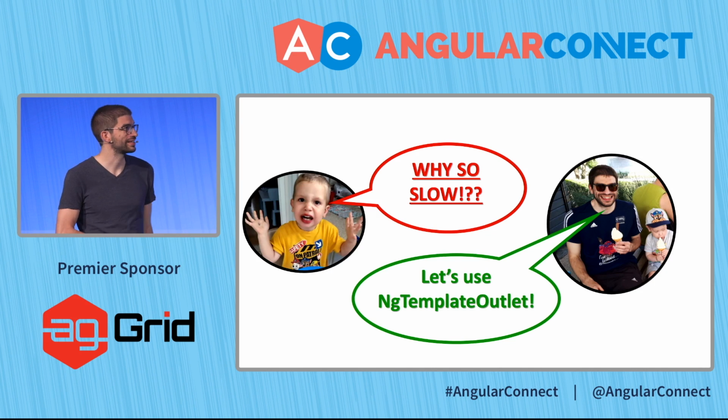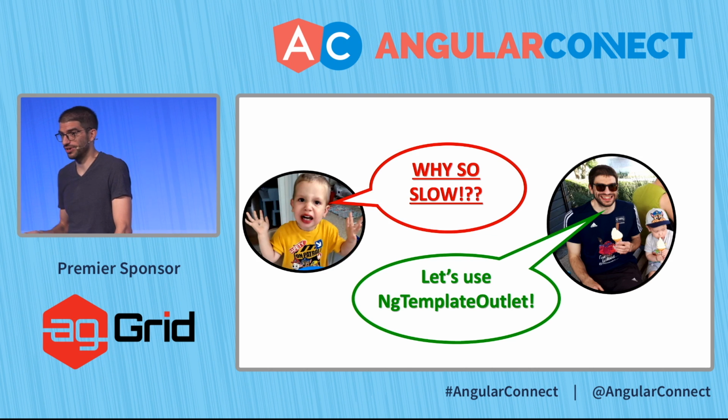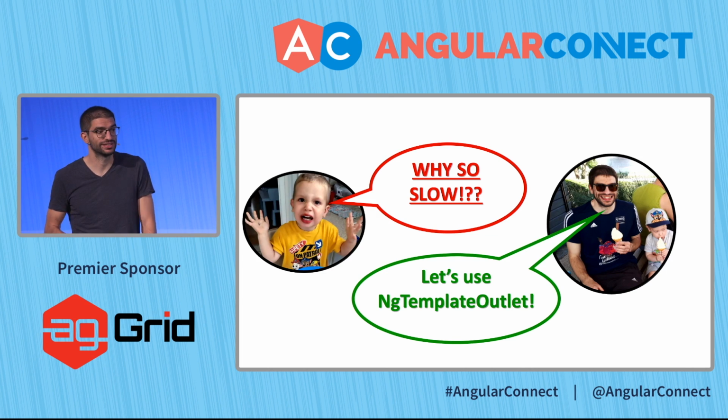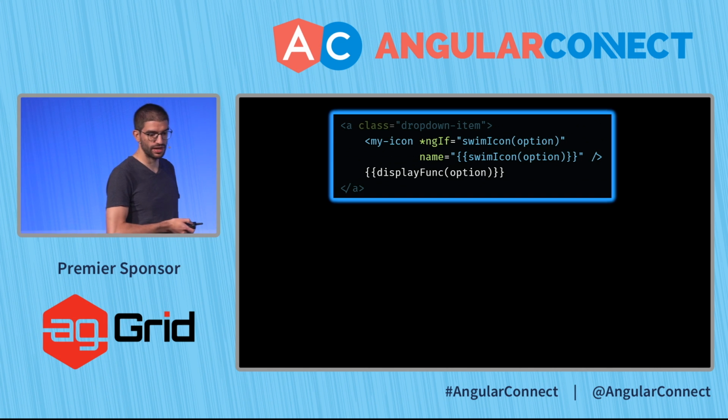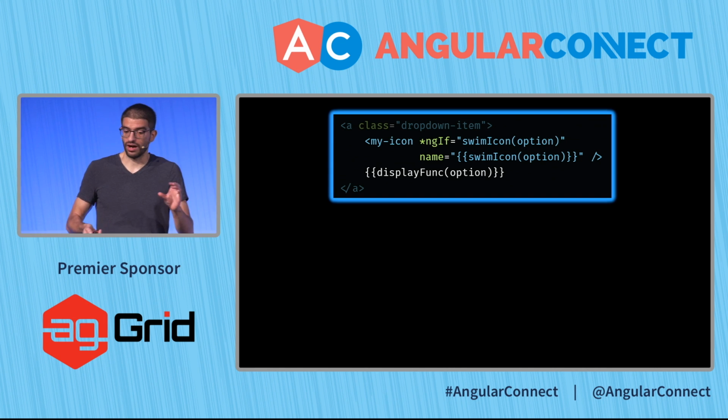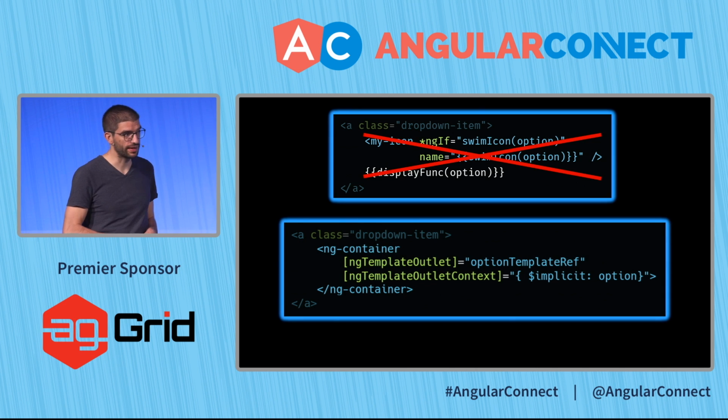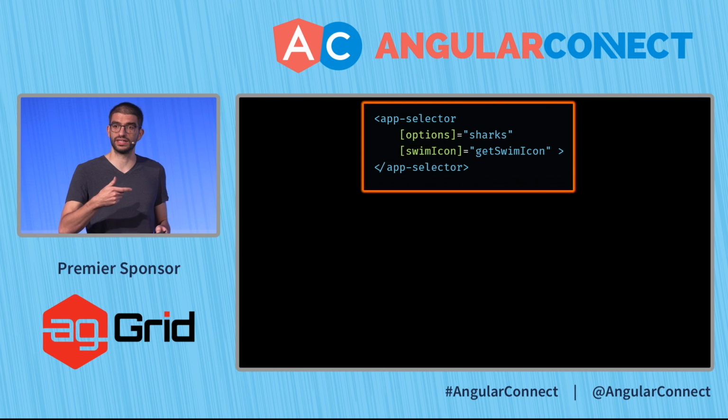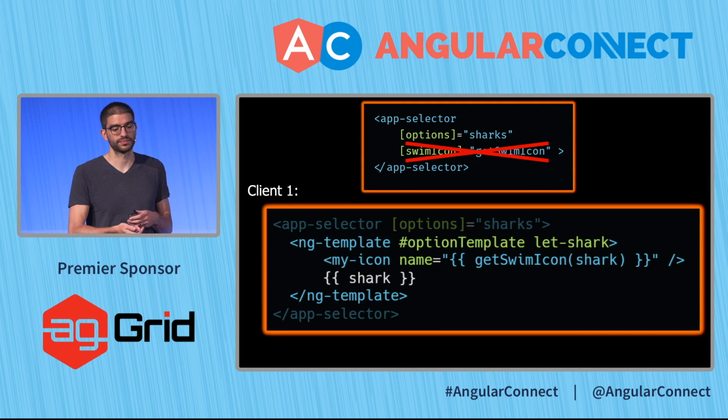So when he says, why is it so slow? Now we're much happier because we can say, I don't need to create a new component. I can just use ngTemplateOutlet to solve this problem. So where before we had this icon and display function, we'll delete that and we'll put an ng container there with an ngTemplateOutlet on it. And we'll also give it the context of, I guess, the option that it's being displayed for. And then instead of passing in these display functions via inputs, we'll provide the template.